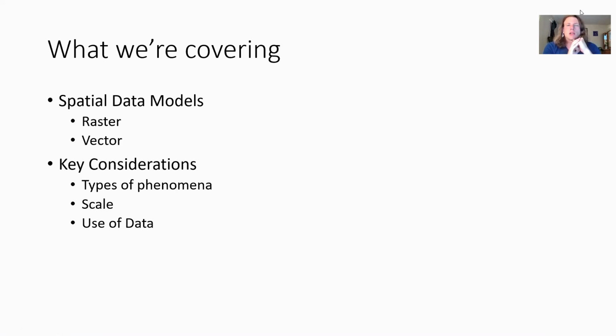So I'm going to talk about the raster data model and the vector data model. I'm going to explain a little bit about what they are, how they work, how they're different, and then mention some key considerations you need to make or think about when working with them. So I'm going to talk about different types of phenomena, scale, and the different uses for raster and vector data.